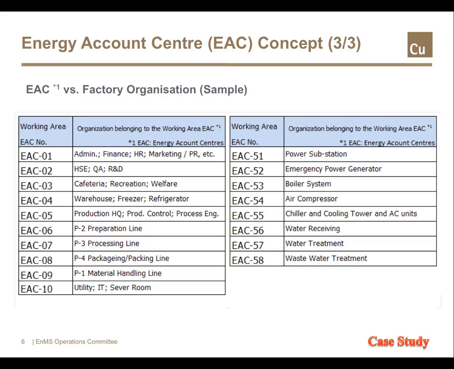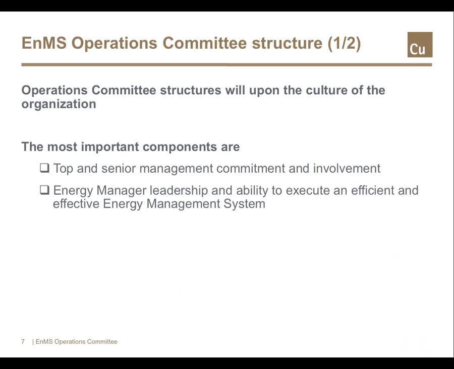This table of EACs, in terms of the factory's original business organisation, correspond with the divisions on the floor plan on the previous page. The Operations Committee can adopt various structures depending on the culture of the organisation, how they operate, how they're organised, and how they assign responsibility for SEUs. In setting up an Operations Committee, the most important components are top management's commitment and involvement, and what leadership structure will best draw support from the workforce.